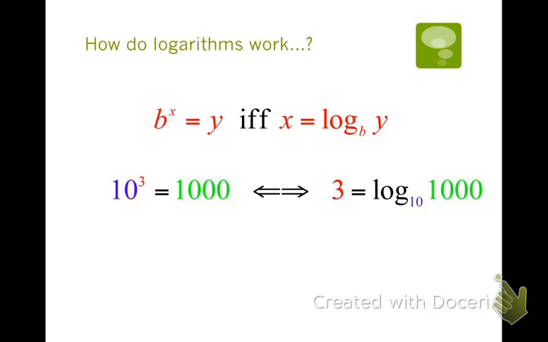So for example here, if 10 to the third equals 1,000, then 3 is equal to log base 10 of 1,000. So this asks the question, to what exponent do I need to raise 10 to get an answer of 1,000? The answer is 3.